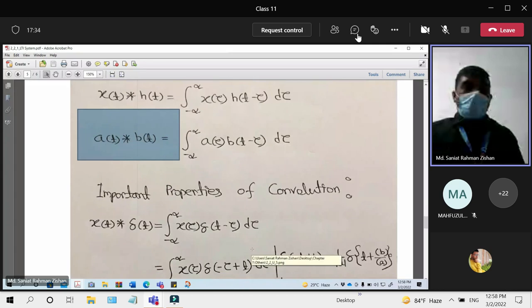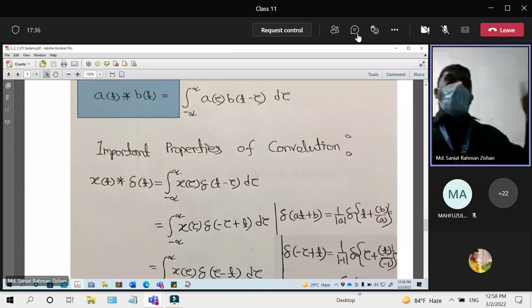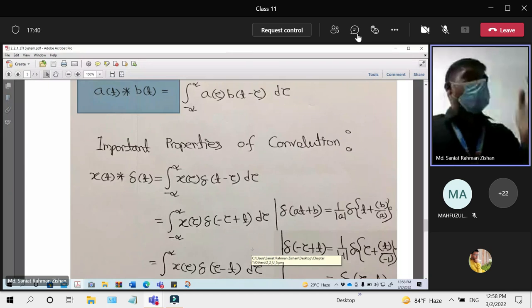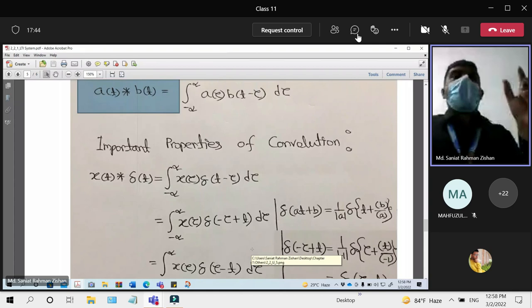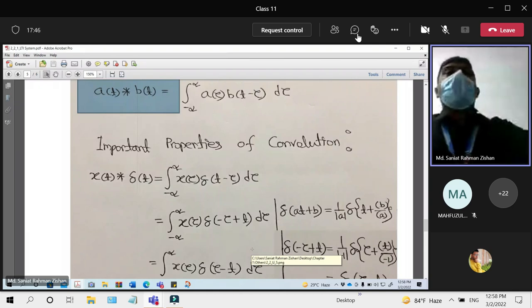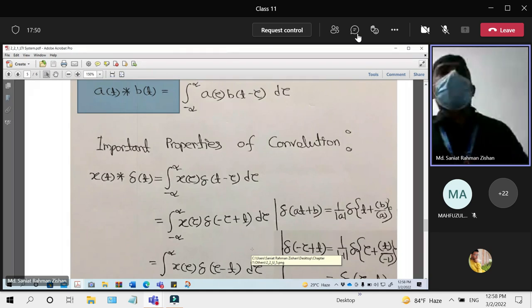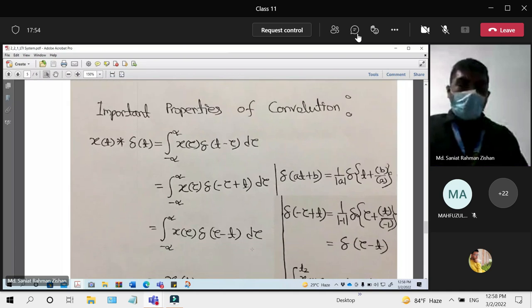There are other properties of convolution. It is from chapter 1, after quiz 1. If you remember, I skipped some part of chapter 1 in quiz 1. That was problem number 1.20, an integration related problem. It will be required in chapter 2. That's why I didn't include this one in chapter 1.